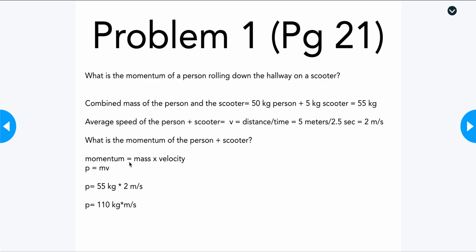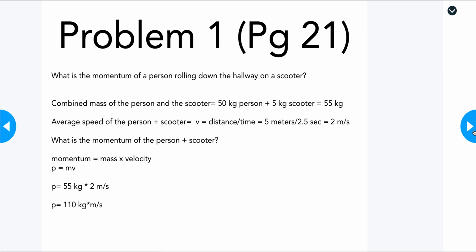Well, momentum equals mass times velocity, which is P equals M times V. We use P as the variable for momentum. Momentum equals 55 kilograms, our mass, times 2 meters per second, our velocity. 55 times 2 is 110, and our unit is kilogram meters per second. So there you go. That is solving for momentum. Very similar to a lot of the equations that we have done before, just different numbers.